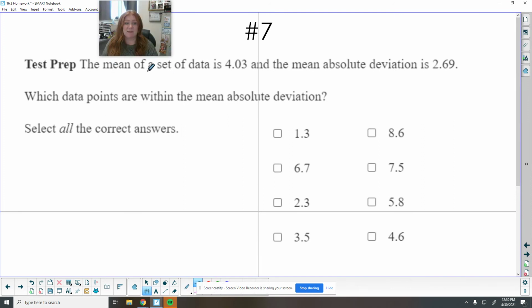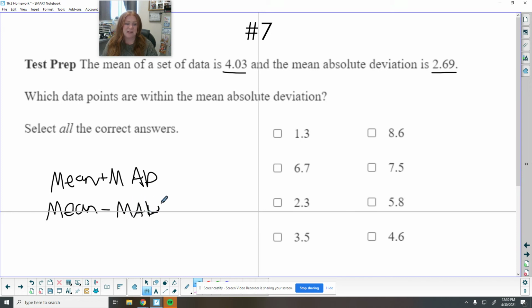Number 7 says that the mean of the data set is 4.03, 4 hundredths, and the mean absolute deviation is 2.69. So again, we're going to take the mean and add on the MAD, and then we want to take the mean and subtract the MAD to find that range and pick any numbers that fit within that range. So if it's bigger than the highest number or smaller than it, then that's not part of this absolute deviations. So it's not really a good fit for that set of data.